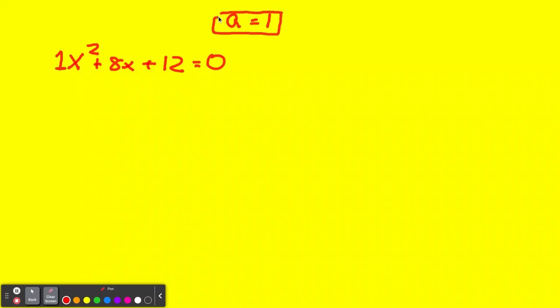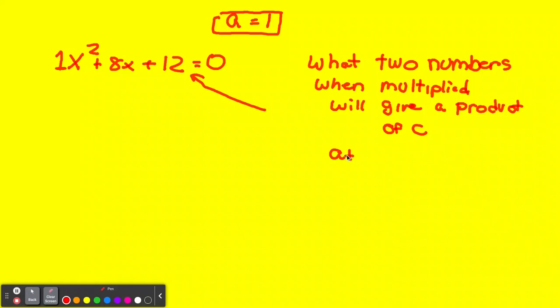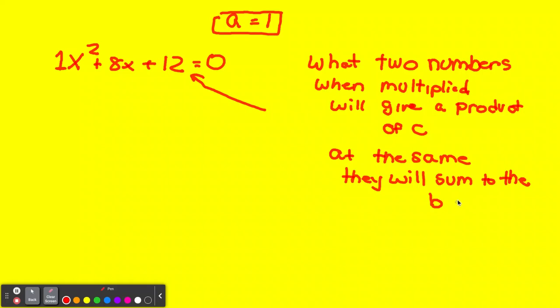So when you see this, the question is: what two numbers, when multiplied, will give a product, the product is the answer to multiplication, right, of the C term, and at the same time, they will sum to the B term? Same numbers. Can you think of one?